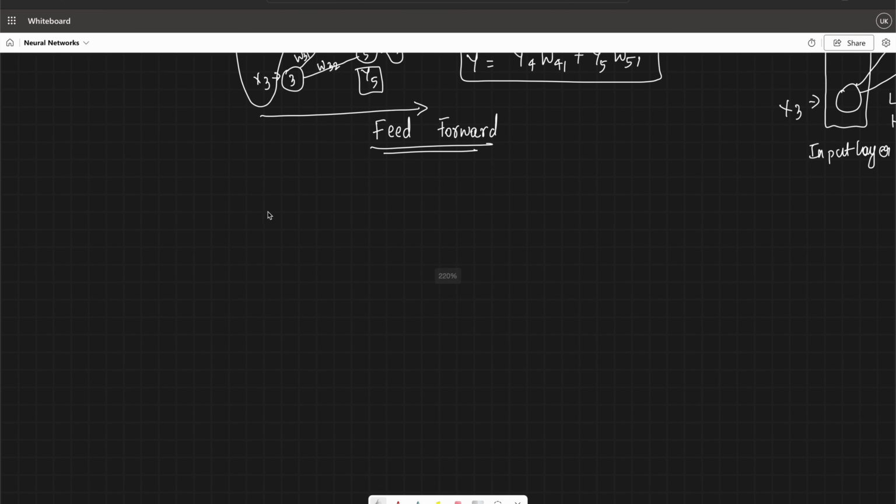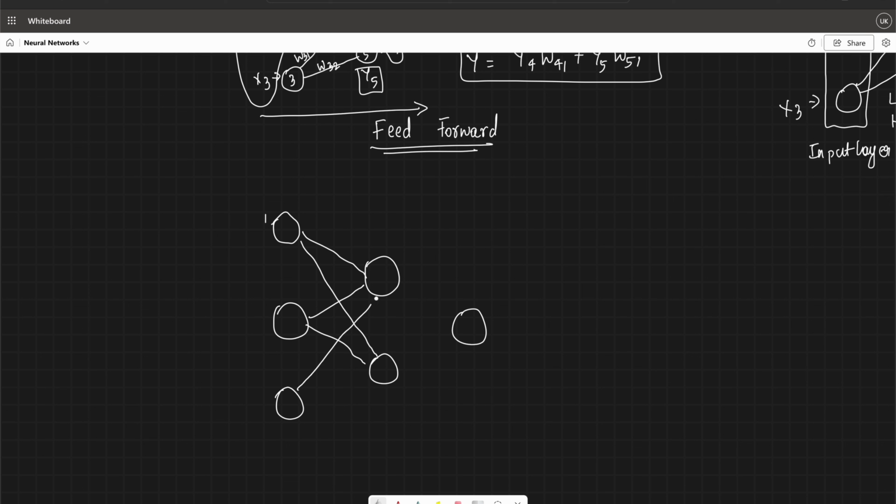So let me just redraw the same architecture. If the input layer has 3 neurons, the first hidden layer has 2 neurons, and the final output layer has 1 neuron. And since these are interconnected, we'll have to connect each of them to its immediate neuron in the front. And let's name these neurons 1, 2, 3, 4, 5.